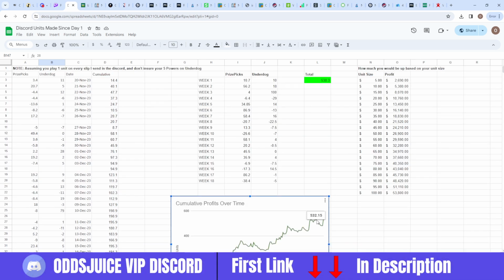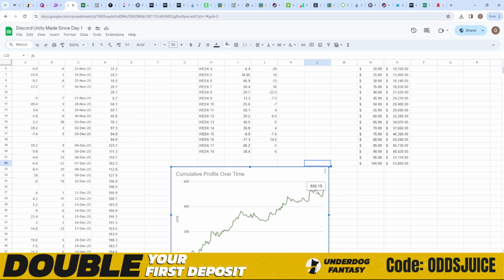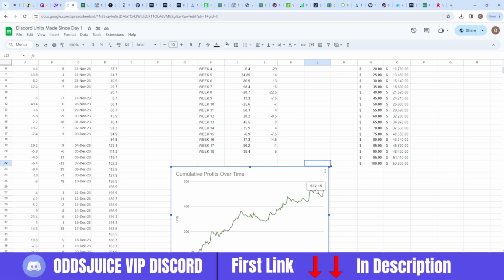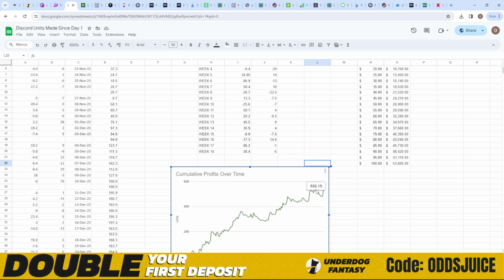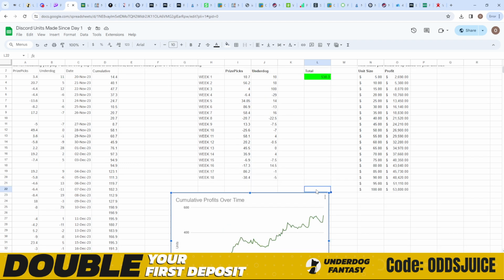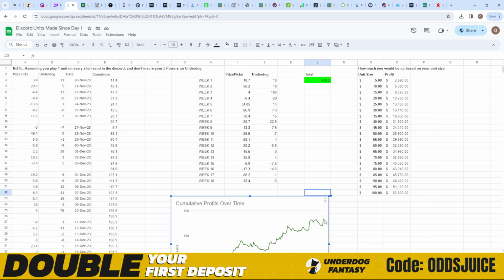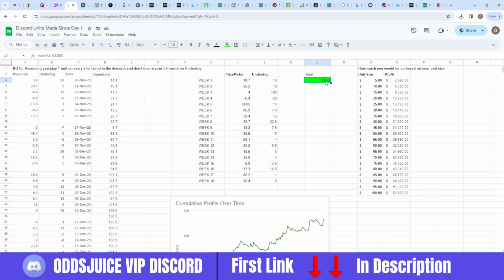And literally in yesterday's video, I said we had the worst week ever, week 18, minus 38.4 units and minus 5 on Underdog. And I said the peak of the Discord was at a profit of 532.15 units. I said wait 2 to 3 weeks and come back to this chart, and we're going to be way above that 532 mark. Already, it's been 1 day since I made that video, and we got 55 units last night. So we're already above our all-time high again at 538 units. And this is since the beginning of the Discord. It's been a little over 4 months.